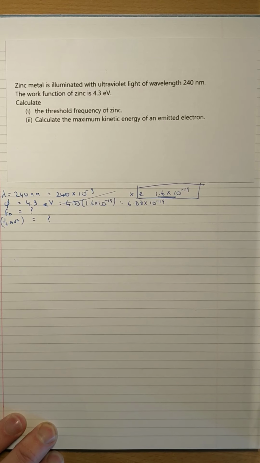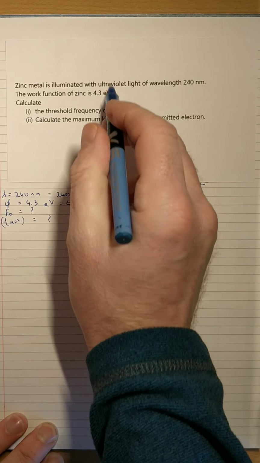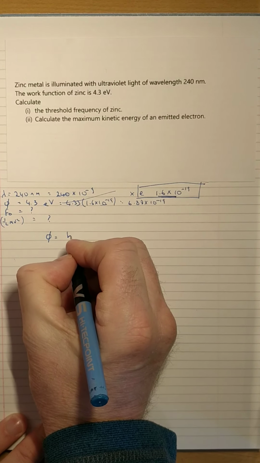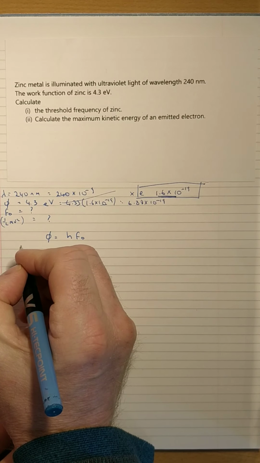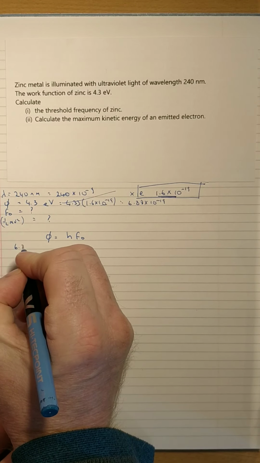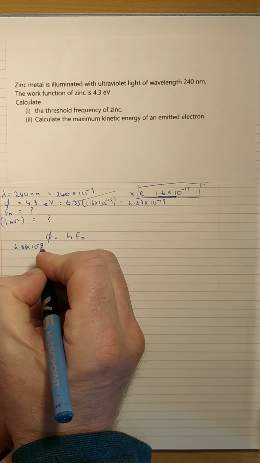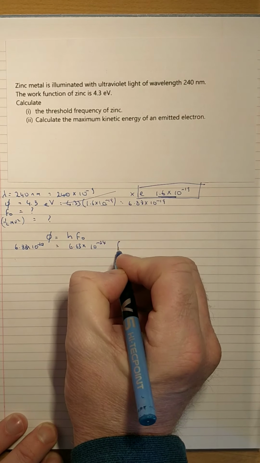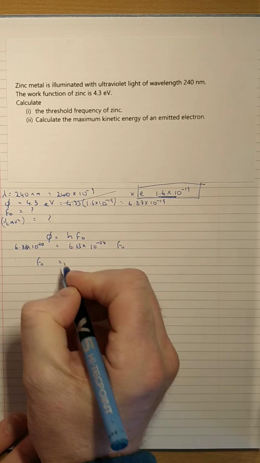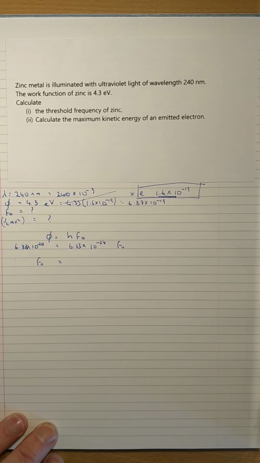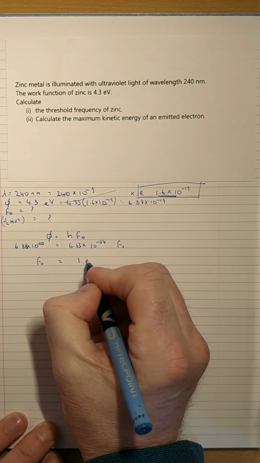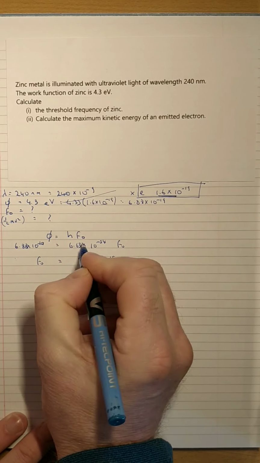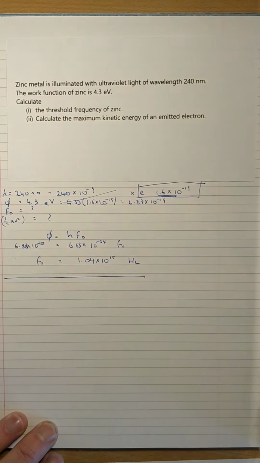Right, so to get the threshold frequency, well, we have the work function, so we know that we have a little simple formula, phi is equal to hf0. So we have the work function, which is 6.88 by 10 to the minus 19, 6.63 by 10 to the minus 34, threshold frequency. So rearrange, and you end up getting a value of 1.04 by 10 to the power of 15 hertz. So this divided by that. Okay, that's that one done.